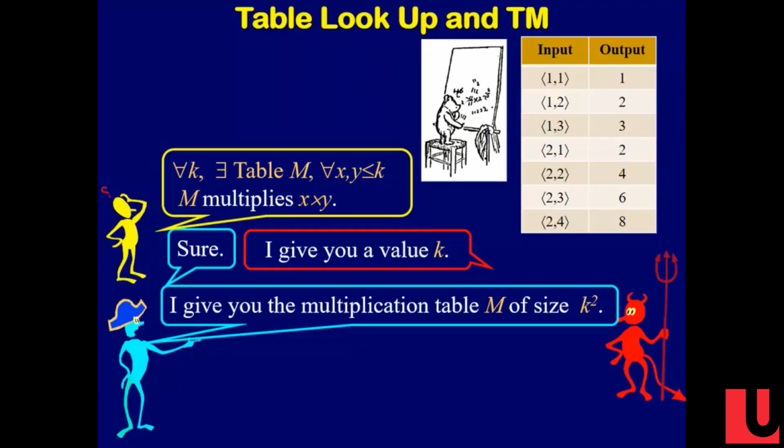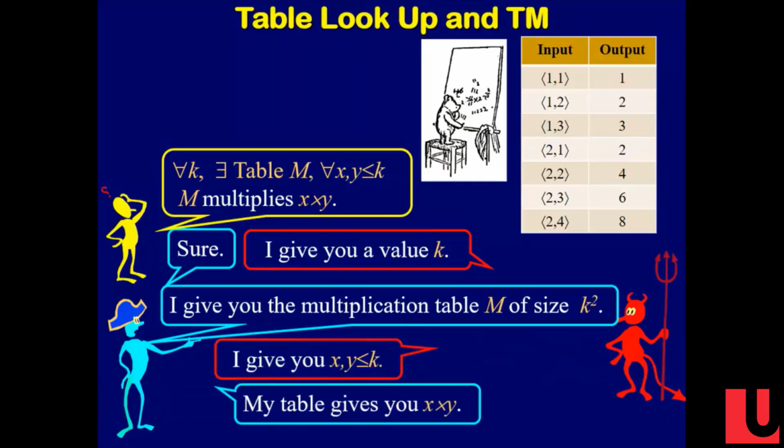Actually, we did this. Now I'm remembering that we did this right over here, on the board during one tutorial. So everybody get that? You build it. How big is the table? It's of size k squared, but it's still finite. I can build it. Everybody agree? And then the adversary gives me my x and y. I give them the product. We're good. Everybody got this?